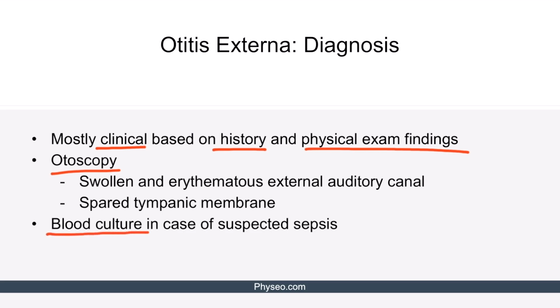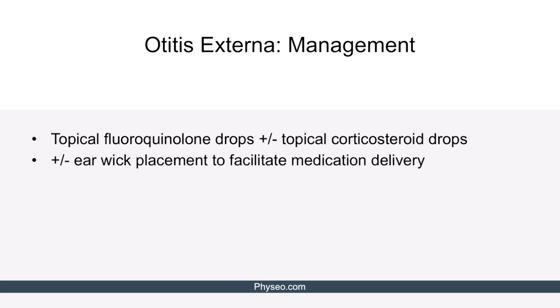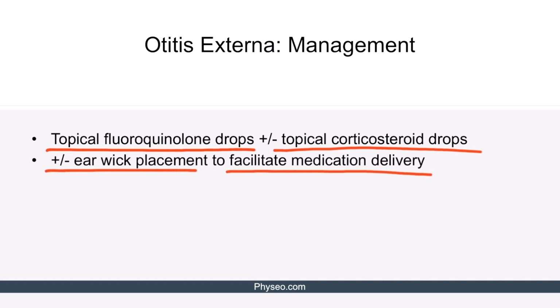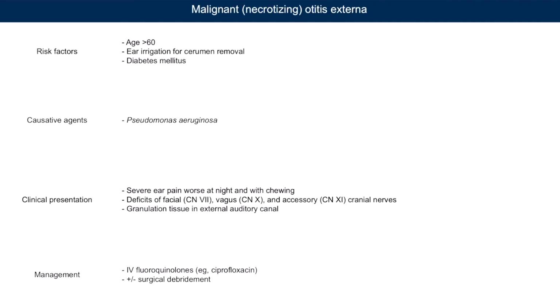Blood culture can also be done in cases of suspected sepsis. The management of otitis externa involves the topical fluoroquinolone drops, with or without topical corticosteroid drops. One may also consider earwick placement in order to facilitate medication delivery deep into the ear canal. Here is a table explaining this special type of otitis externa known as malignant or necrotizing otitis externa.